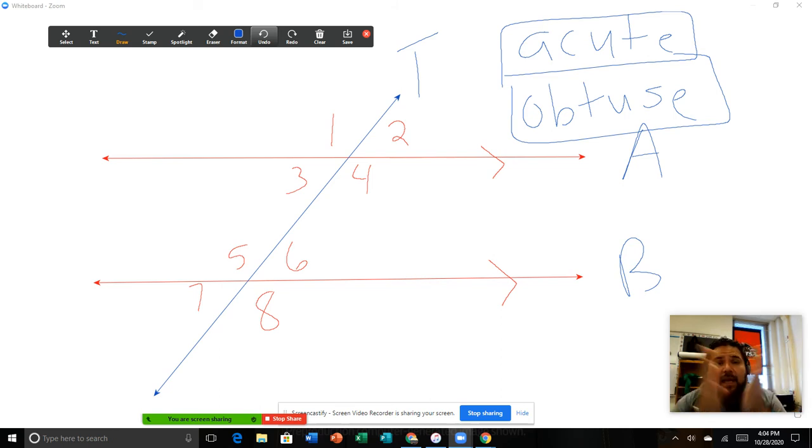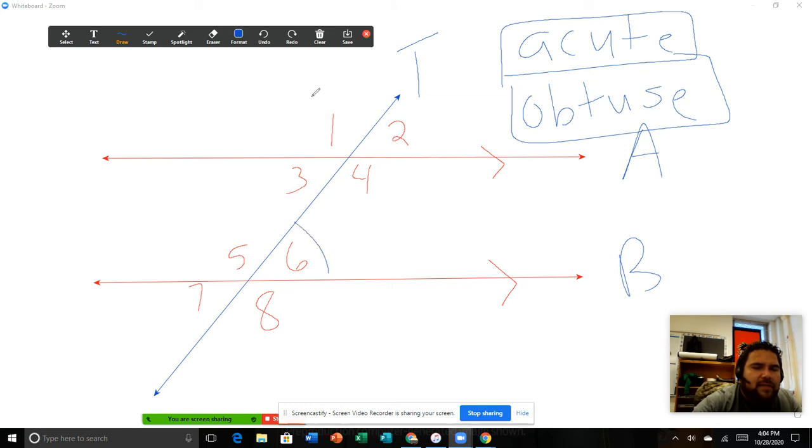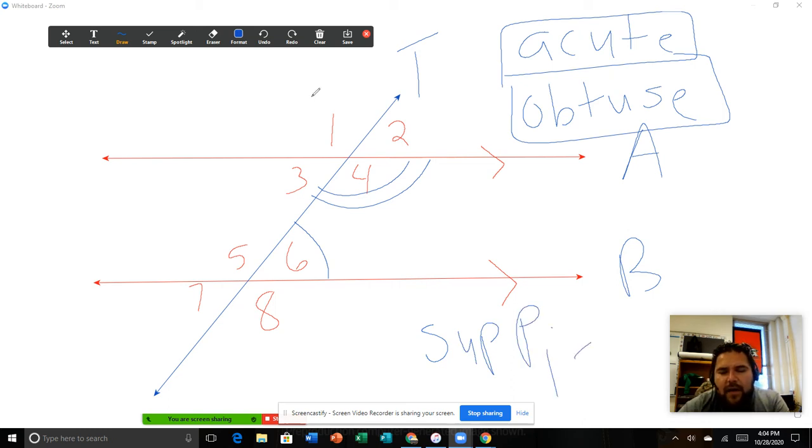Now, with that being said, what if you have an acute angle and an obtuse angle? For instance, what if I had a question that asked about angle 6 and angle 4? Here I have an obtuse angle and an acute angle. I know they're not congruent. So what I do in this situation, guess what? I make it so that they're supplementary. Supplementary means they add up to 180 degrees. So I would take angle 6 and angle 4, add them together, and set them equal to 180 degrees. Pretty reasonable, right?